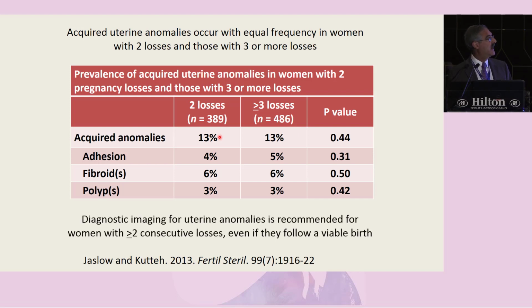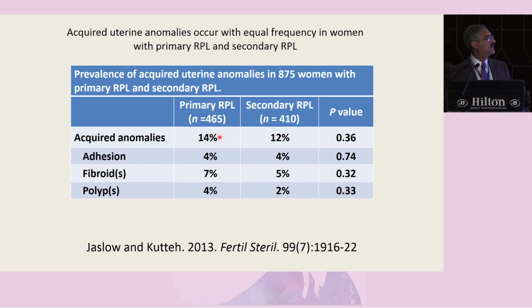We also looked at primary versus secondary. You remember, primary are the couples who did not have a live birth. Secondary had a live birth. And again, the frequency of the acquired anomalies, 14% in primary, 12% in secondary, it's the same. No significant difference in the frequency of any of these abnormalities.